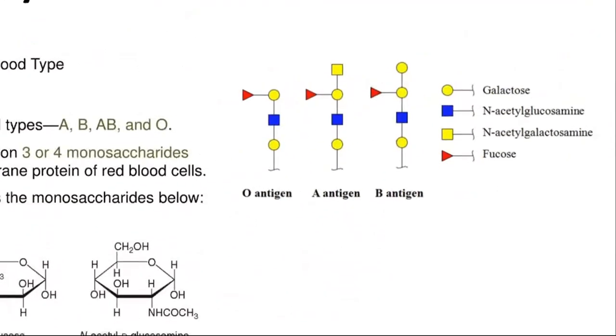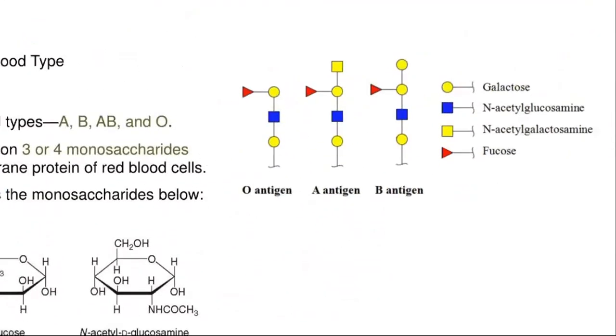Now, here, typically, to be honest with you guys, when it comes to carbohydrates, they are symbolized by different geometrical shapes. And you can see here that galactose is going to be a circle. In this case, they color it yellow.